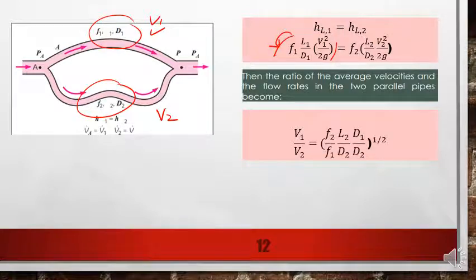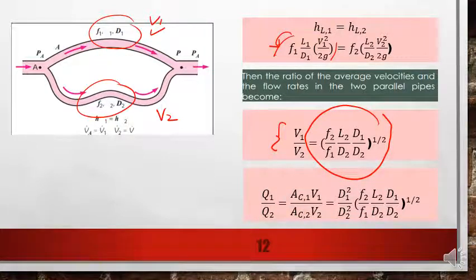So we will bring all the V1 over V2, and it becomes like this. This is the ratio between V1 and V2. And we can also write it into another form. This is the ratio in terms of velocity, and this is the ratio in terms of the flow rate, just multiplied with the A here. So you may get the flow rate ratio.